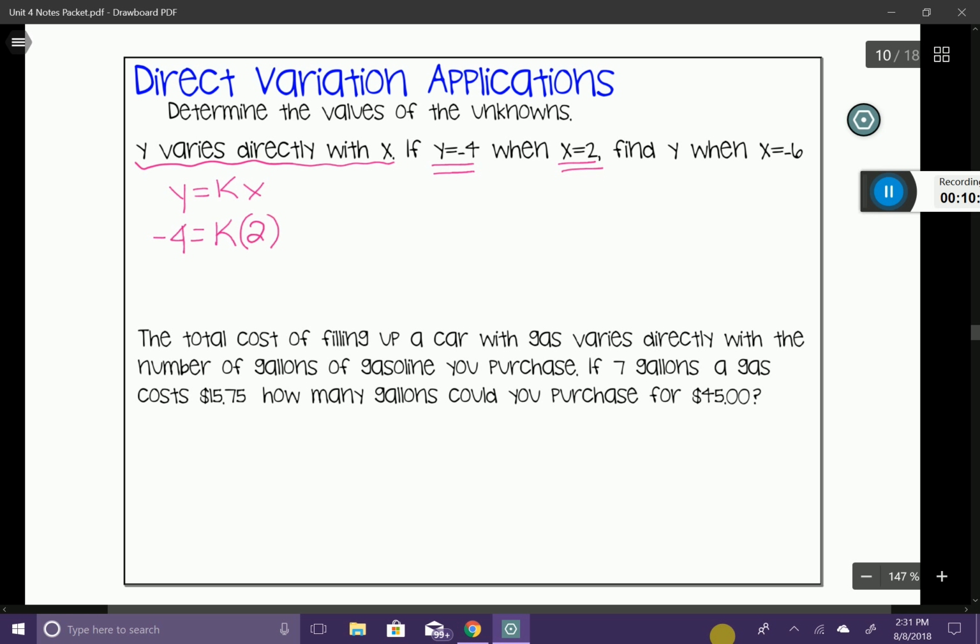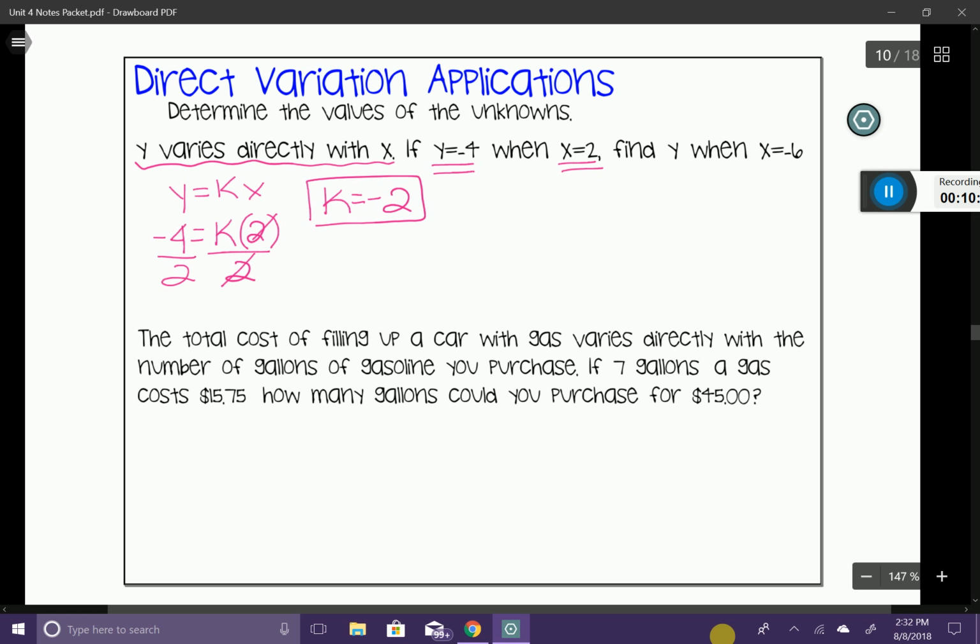Now, let's go ahead and solve for the unknown. I'm going to divide both sides by 2. Notice how I'm showing my steps. Therefore, my k value is going to be -2. This right here is my constant of variation. That's not answering my question quite yet.